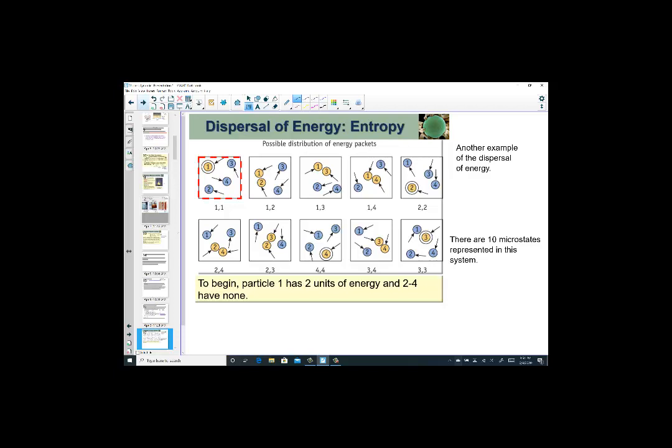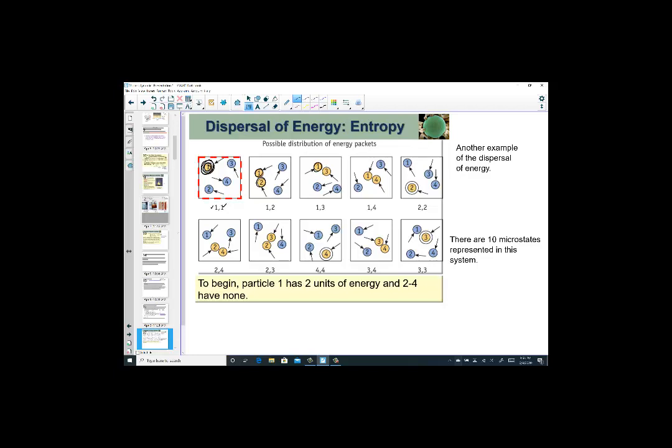Instead of looking at particles, here's an example where we're looking at energy. All right, so let's figure out what we have. Notice that the little circles around the particles represents packets of energy. So there are 2 packets of energy. One microstate is to place both energy packets around the first particle. Particle 1 has 2 units of energy. Then what? I can give 1 unit of energy to 2 different particles.